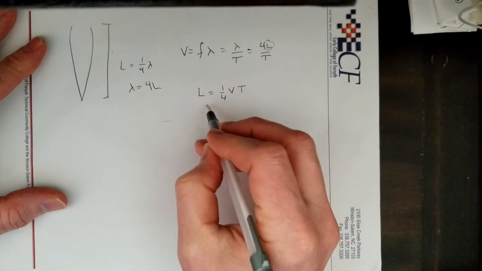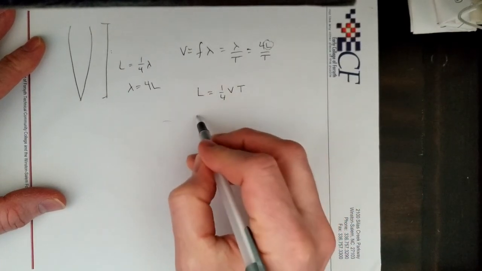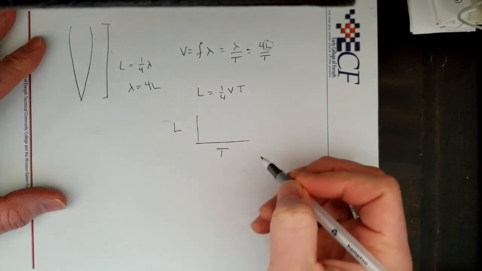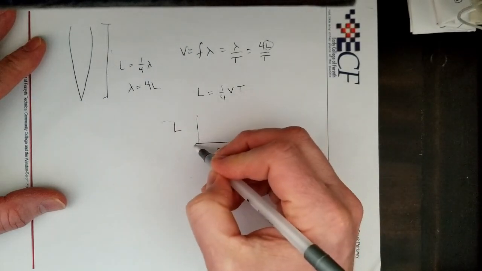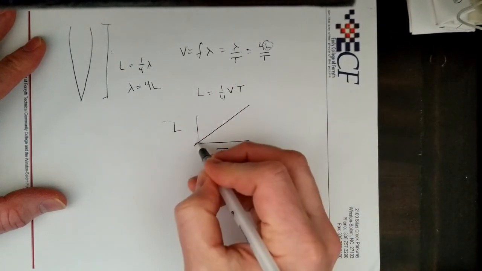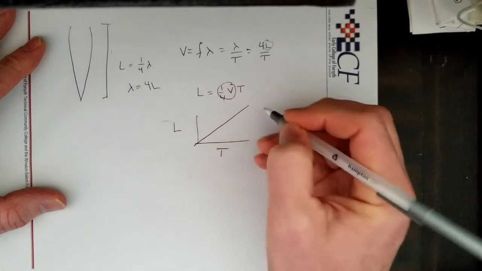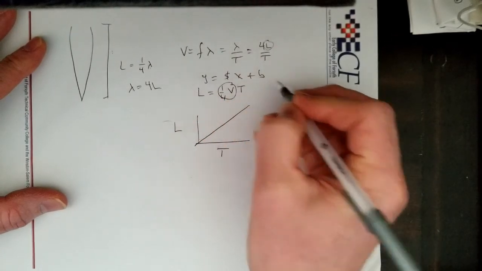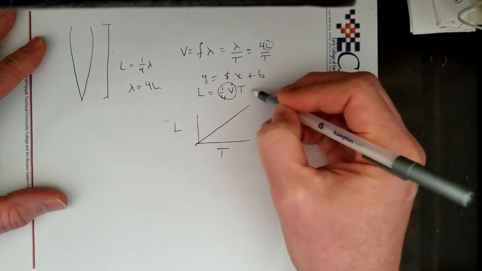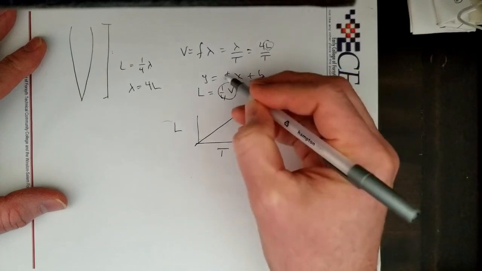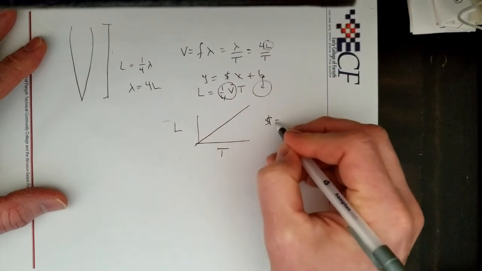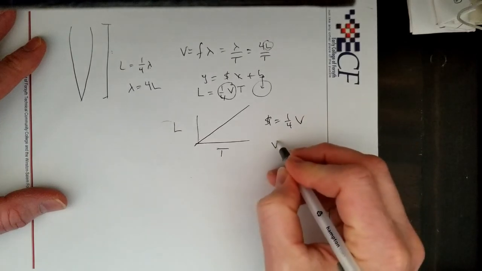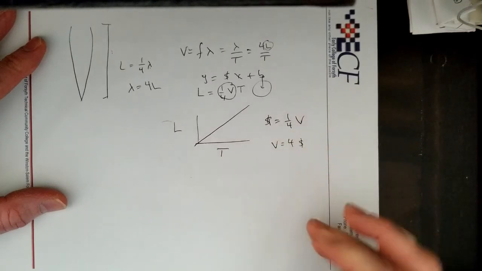Therefore, if I'm plotting length or height versus the period, ideally it should be linear going through the origin. I put this into y equals slope x plus b form. So my intercept is 0. My slope is 1/4 v, and that's the speed of sound. And so the speed of sound should be 4 times the slope.